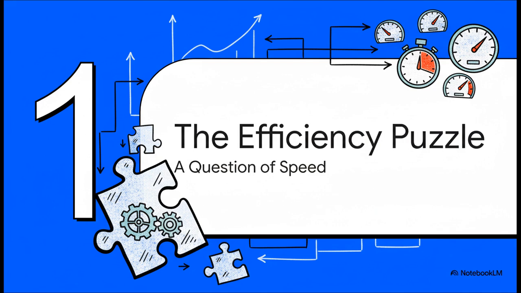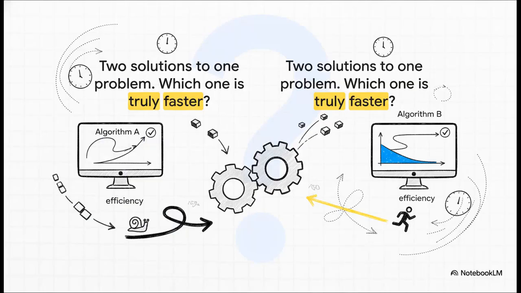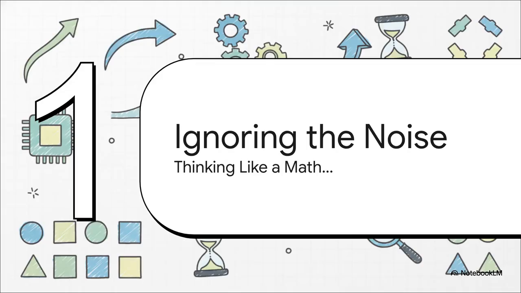We're starting with the problem that, let's be honest, every single developer runs into, the efficiency puzzle. Just imagine it. You've coded up two different solutions to the same problem. They both work, they both give you the right answer, but how do you really know which one is better? I mean, which one is going to scale well? Which one is truly the more efficient, faster solution when you throw a ton of data at it? Well, to answer that, we can't just pull out a stopwatch. That's not going to work. The results would change based on what computer you're using or what language you're writing in.